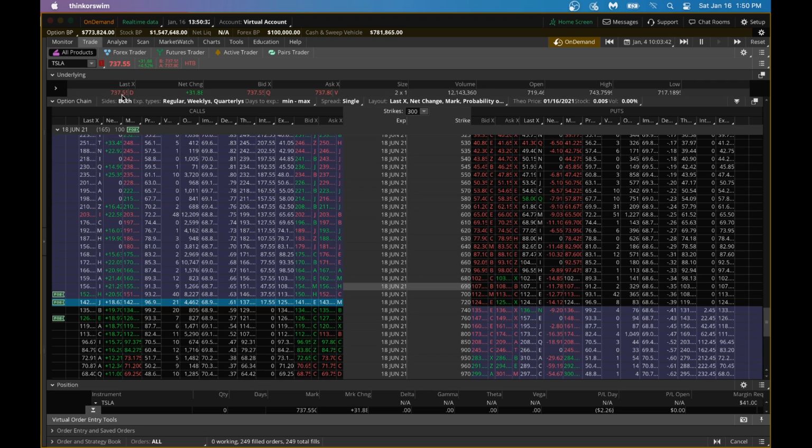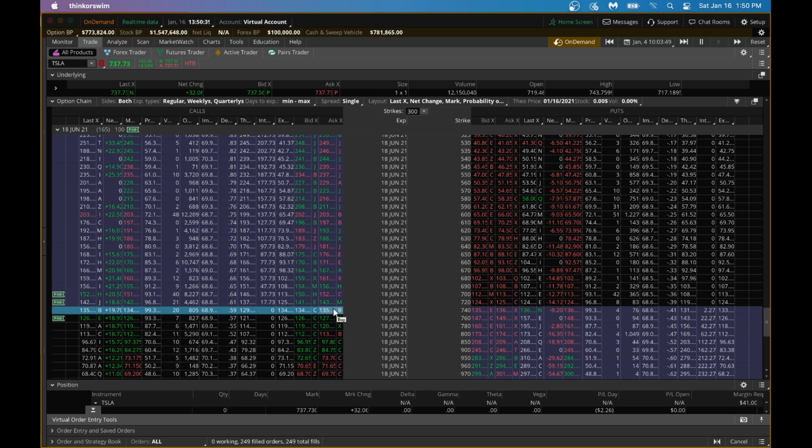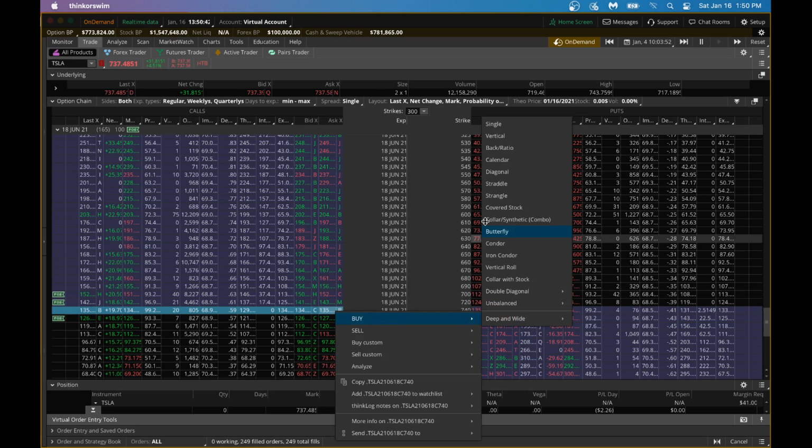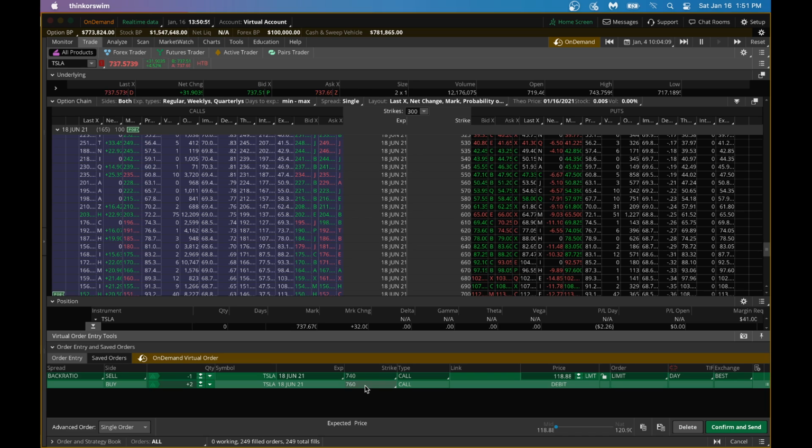So, stock is at 737. So, we could go around 740, which is closest. So, we could go ahead and buy a back ratio call spread here. So we are selling a 740, which is a little bit above where stock is at, and we are buying two 760s. So by doing this, we are basically financing our two calls that we are buying at 760 with one call that we are selling at 740.